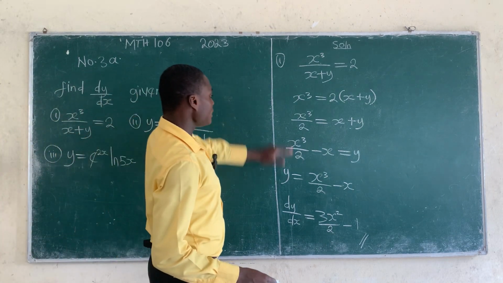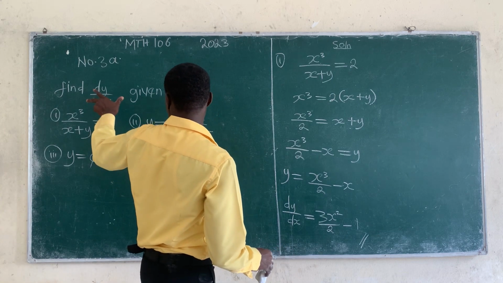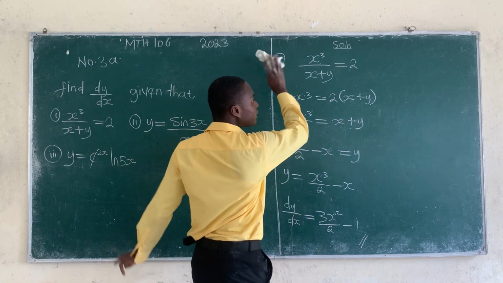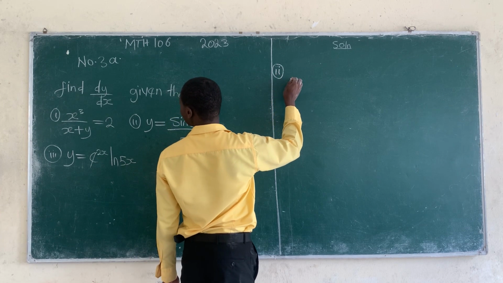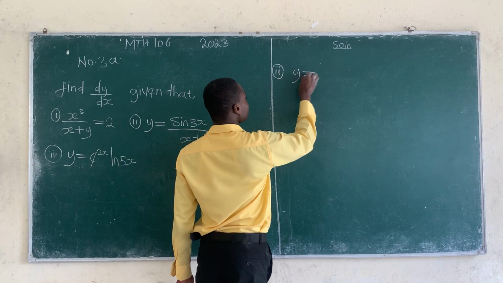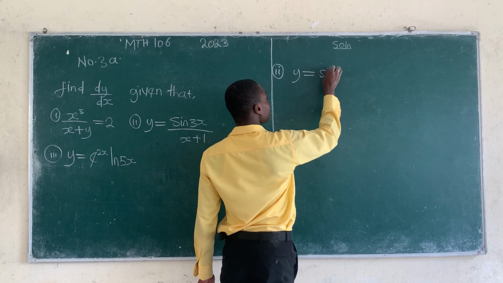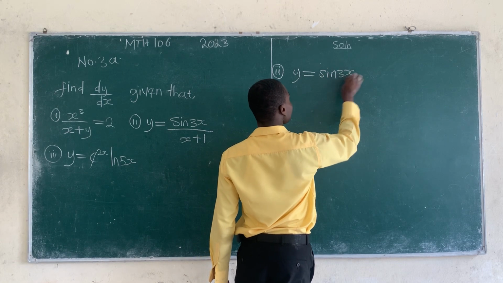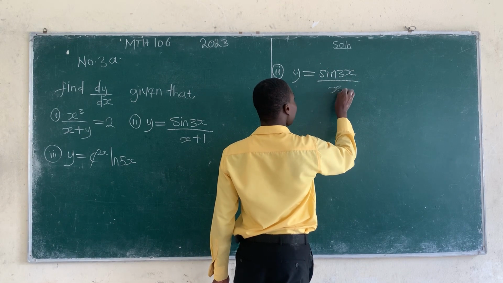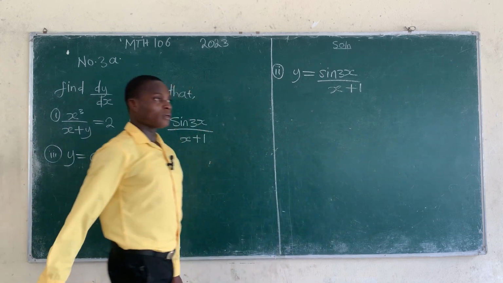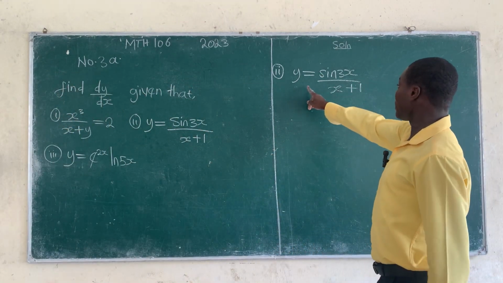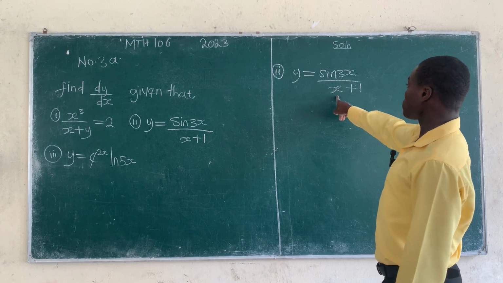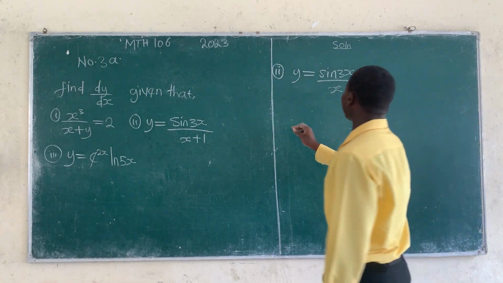I'm still going to be cleaning this part so that this part remains. II says y is equal to sine 3x over x plus 1. That's what we have. So we have to find dy/dx.